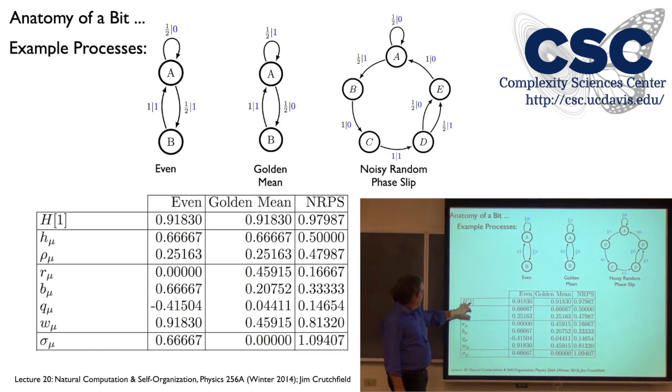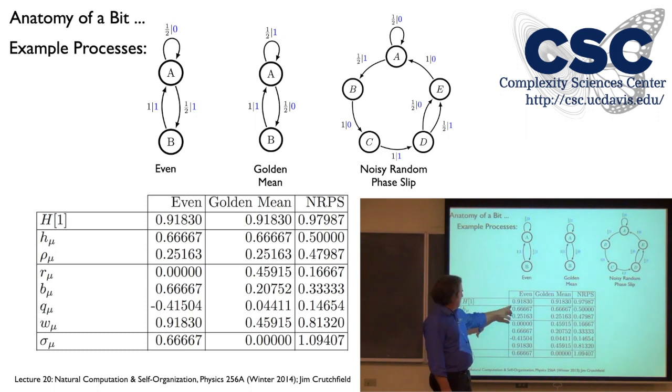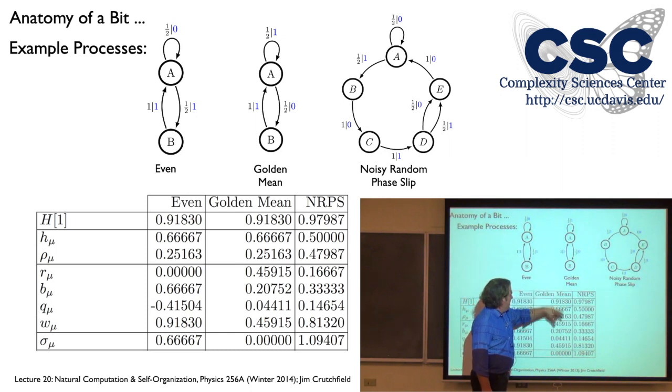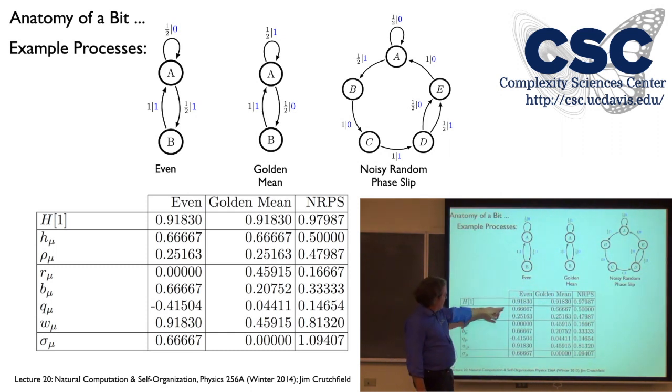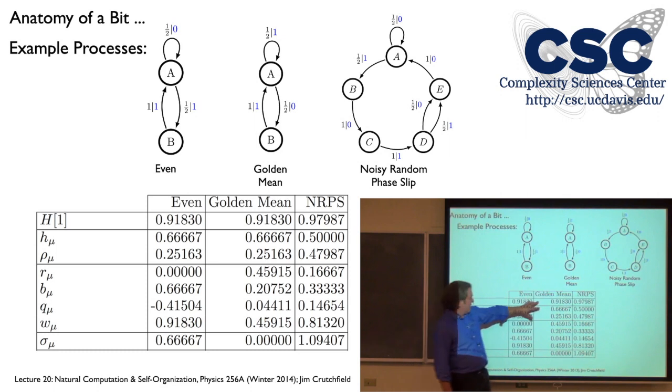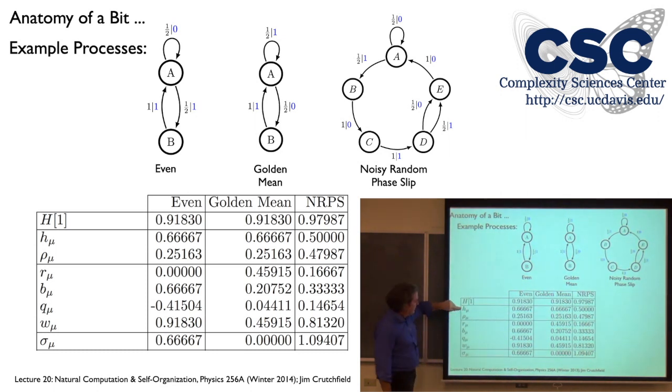Okay, so single block, H mu. So we're doing this in terms of these different decompositions here. So single site statistics, 0.9 for even. Golden mean is the same, very close. All that's different are the labelings of the observed symbols. And NRPS is a little bit more random. So again, this single site breaks into these two quantities, h mu and rho mu, and you can see they add up to that. Now the really curious thing is there's not any difference actually between the golden mean and even in terms of the split between what's anticipated from the past and the randomness generated in the present.